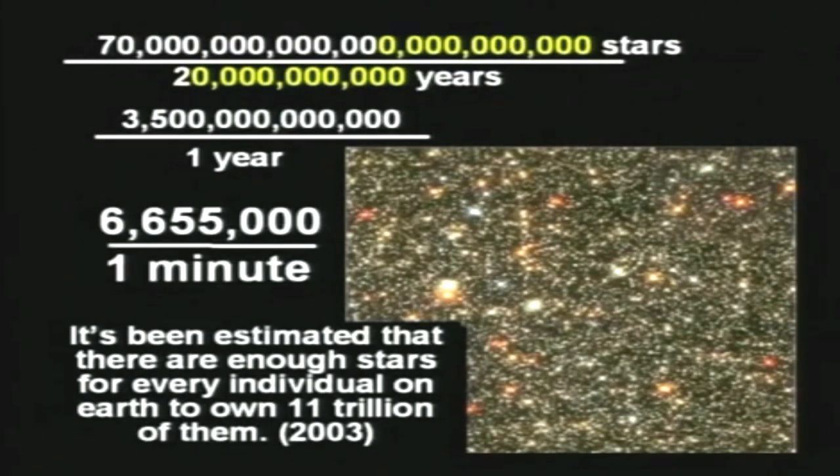70 sextillion. They say the universe is 20 billion years old. Well, you can do the math. That means 6.5 million stars would have to form every minute. We'd have to have 6.5 million stars forming every minute for 20 billion years to make the stars that we know about. It doesn't count the ones we don't know about because we can't see them yet. Who knows how many stars are out there?